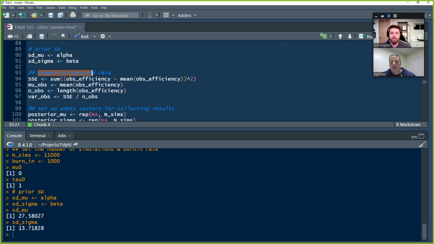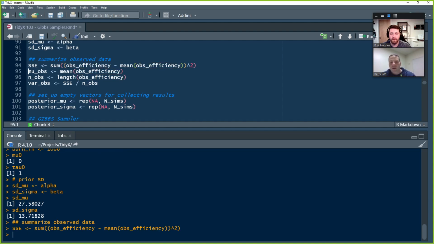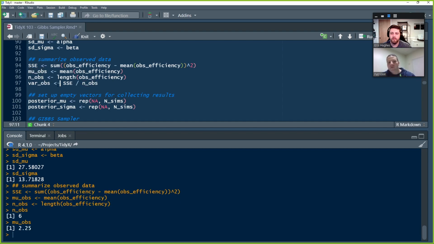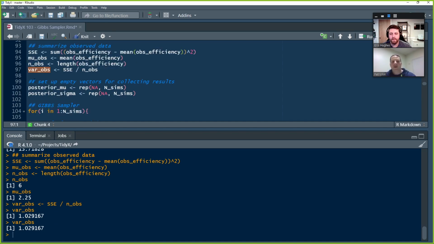And then we have to get some information out of our observed data. So we're going to calculate the sum of squared error, which is the sum of the squared error. So we have the error, which is the observed score minus the mean of the scores, squared and then summed up. We're going to get the mean of our observations, which we saw before was around 2.1. We're going to get the number of observations, which is the length, which is 6. And then we're going to get the variance, which is going to be our sum of squared error divided by our number of observations. Okay, and now we're ready to run our Gibbs sampler.